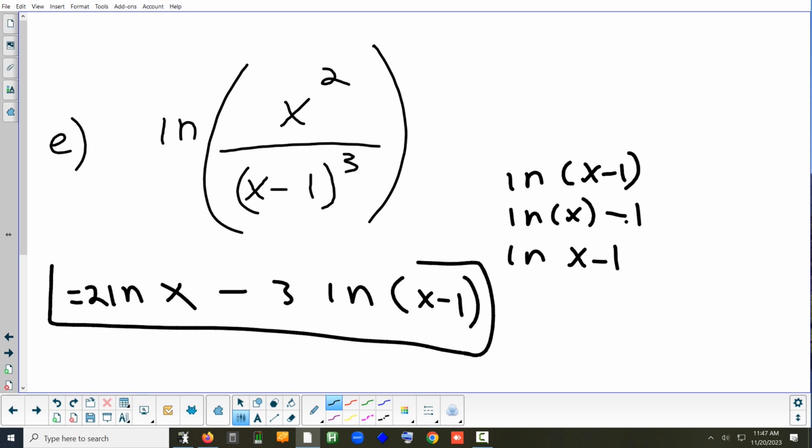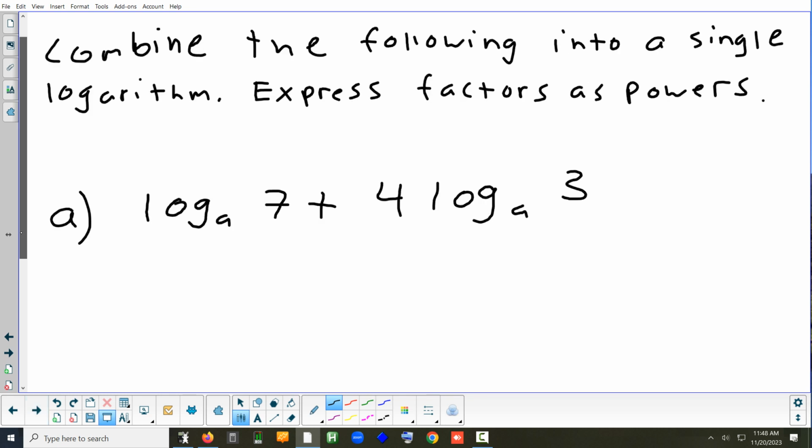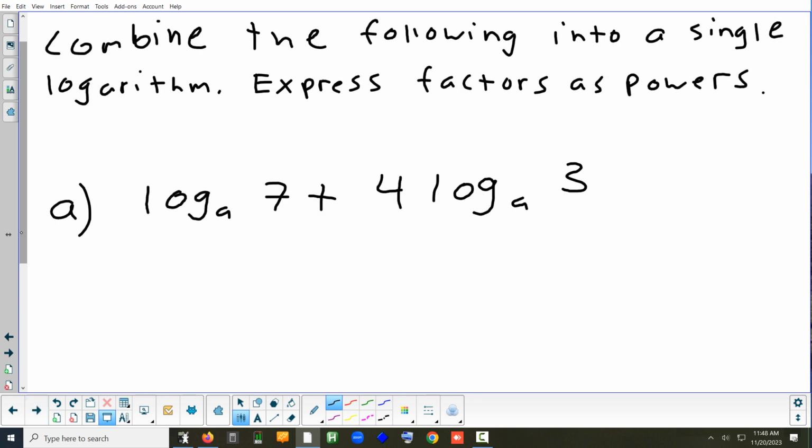Okay, so let's take a look at recombining back as a single log. Now it says combine into a single log, express factors as powers. That means take exponents and put them back up. So what do you think the first thing you would do here is, which would be the last thing you would have done to get this answer, except reversed? Put the 4 back as an exponent on the 3.